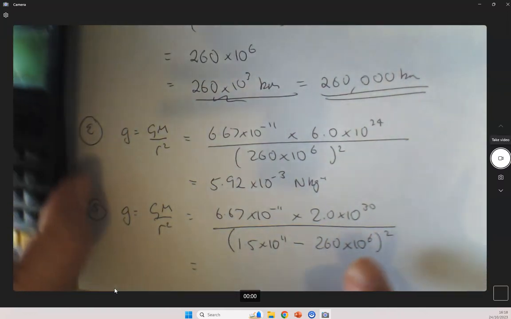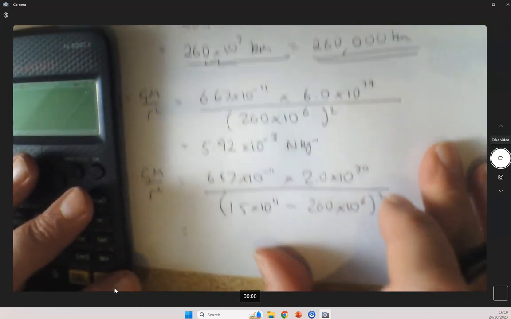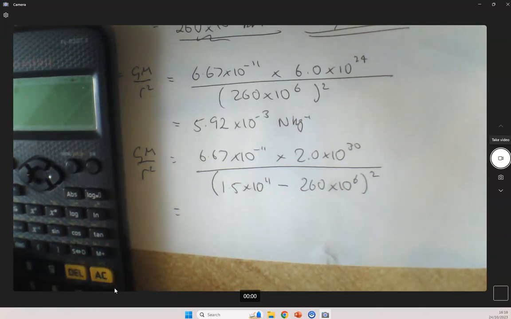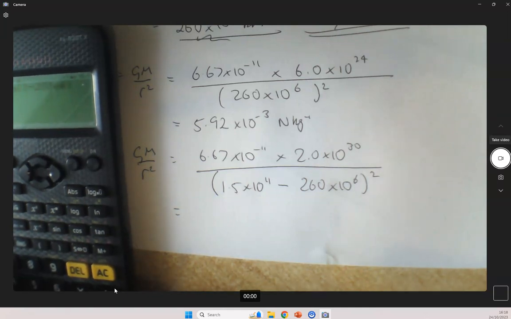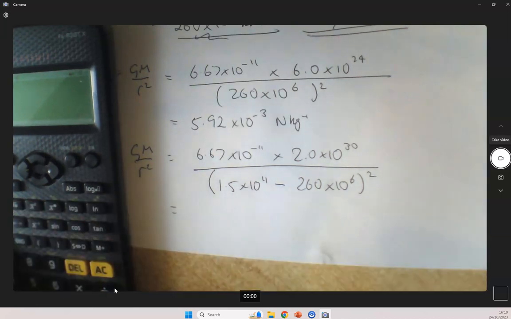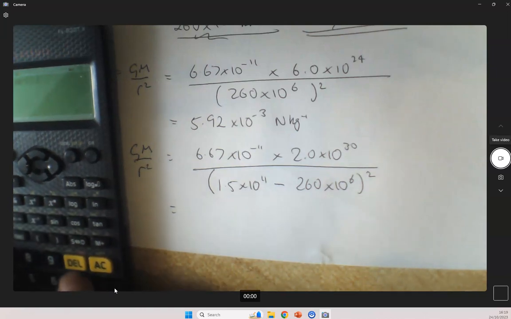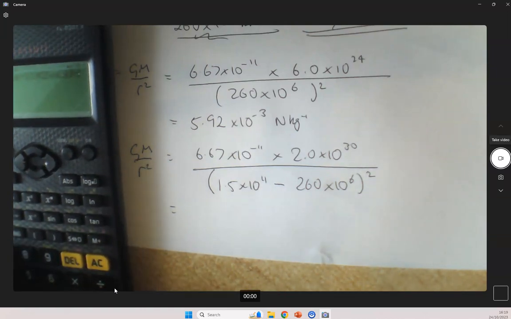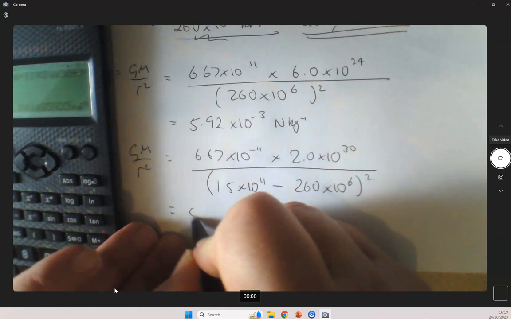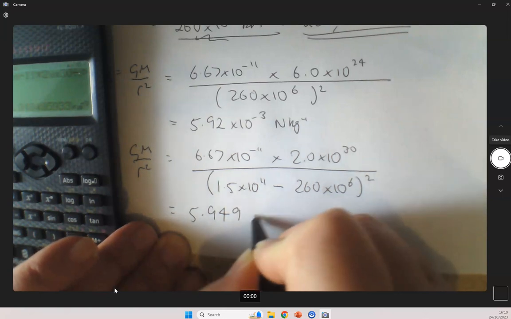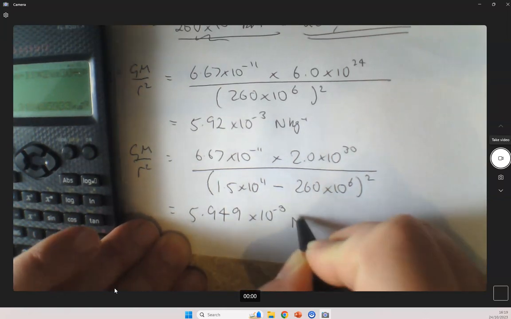So, plugging those numbers into the calculator, I'm going to do the bottom first. 1.5 times 10 to the 11 minus 260 times 10 to the 6, and I can square that. Then what I've got is 6.67 times 10 to the minus 11 times 2e to the 30 divided by my previous answer, which gives me 5.949 times 10 to the minus 3 newtons per kilogram.